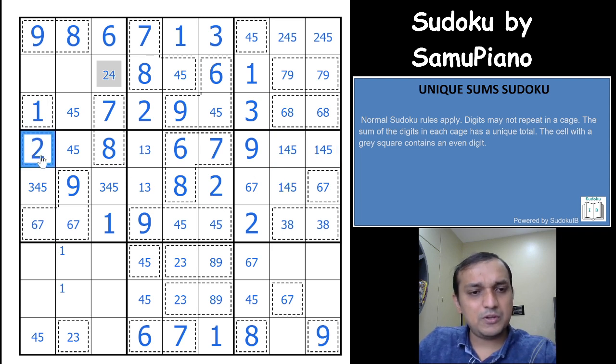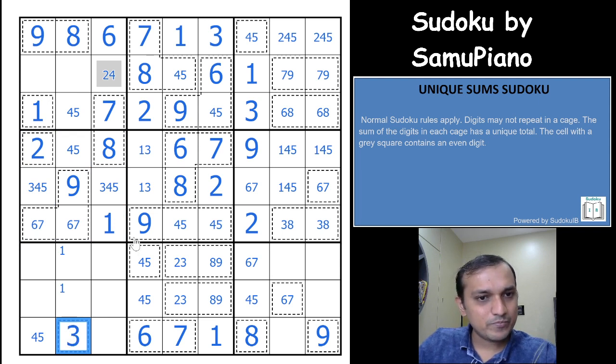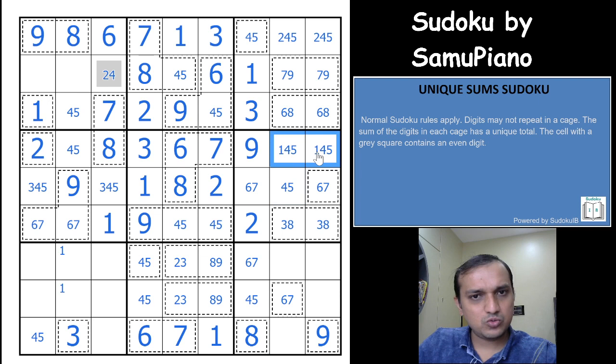So this is the only place for 2 in this box. That gives you this as 3. 3 is in one of these two cells. So this cannot be a 3. This is 1 or 3. 1 is in one of these two cells. 2, 4 and 5. So this is 2, 4 and 5. This is 2, 4 and a 5.